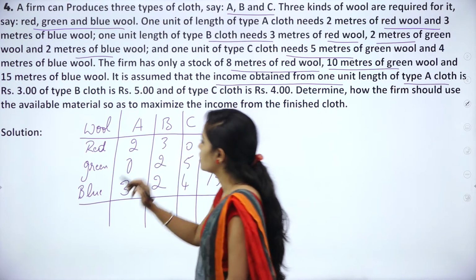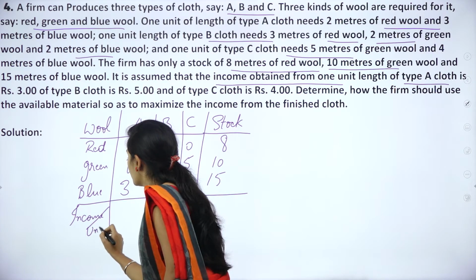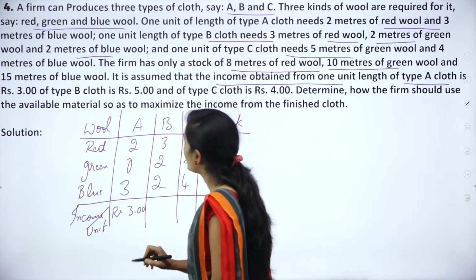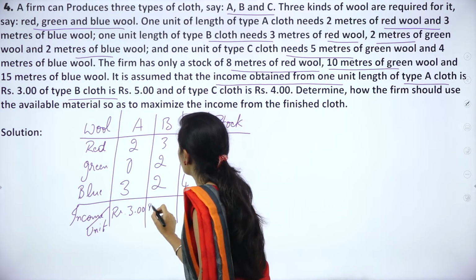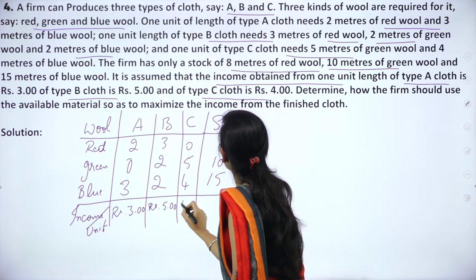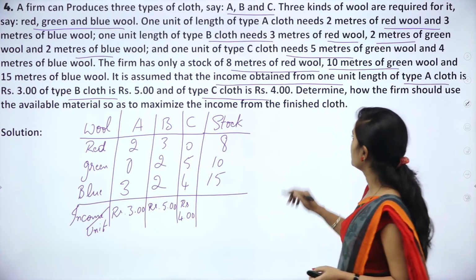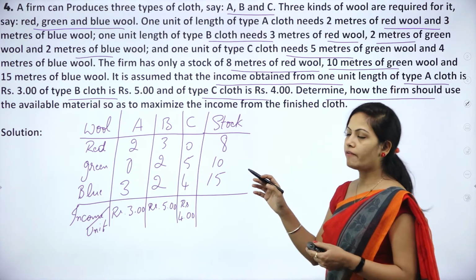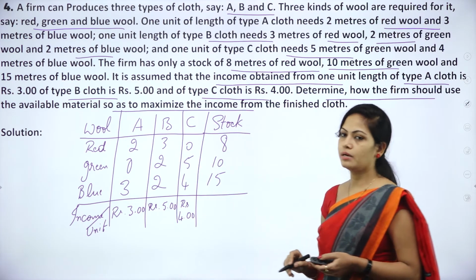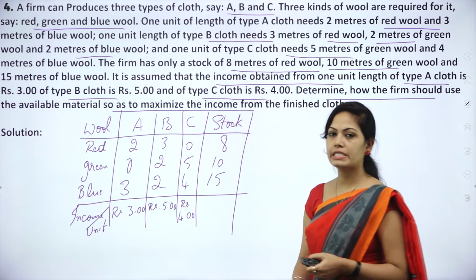Income per unit for type A cloth is rupees 3, for type B cloth rupees 5 and for type C cloth rupees 4. So this is the income per unit. Determine how the firm should use the available material so as to maximize the income. So this is your given data, and using this data you can construct the LP model.